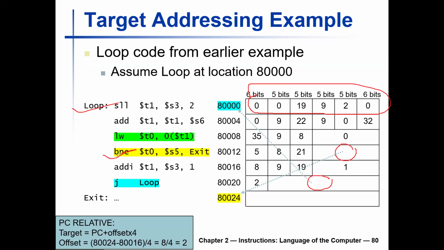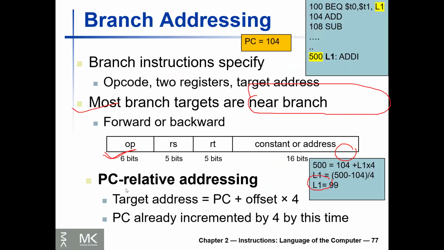So what is this branch not equal? Tell me, is it R type, J type, or I type? The branch not equal or branch equal, is it I format, J format, or R format? I. And for branch, which formula will we use to calculate PC relative addressing? We have this formula, right? Target address equals PC plus offset into 4.